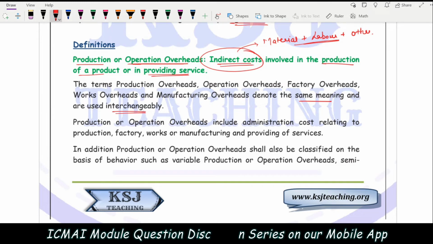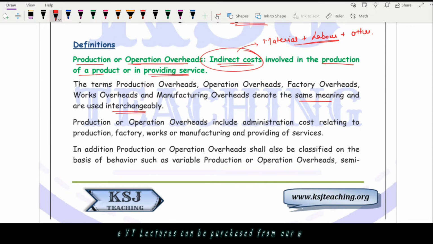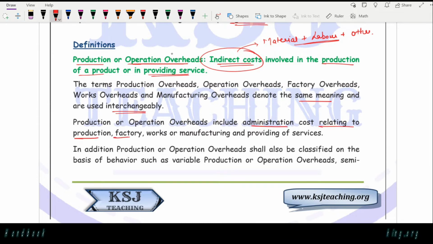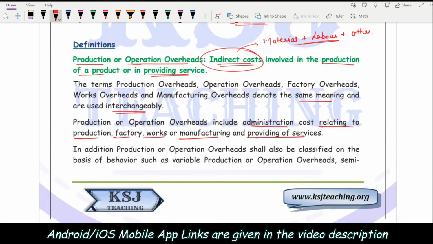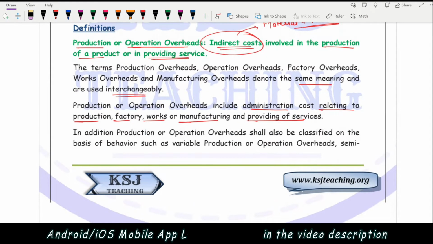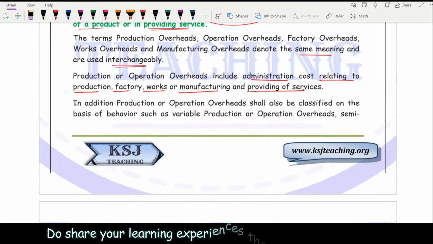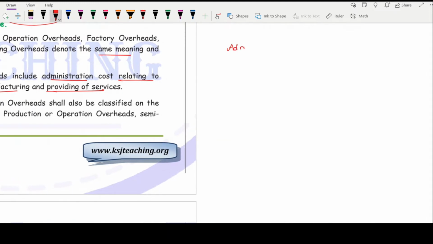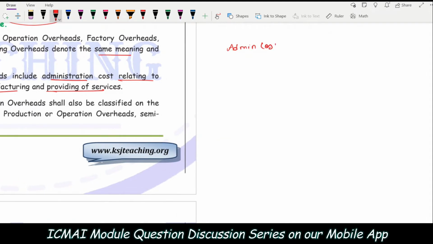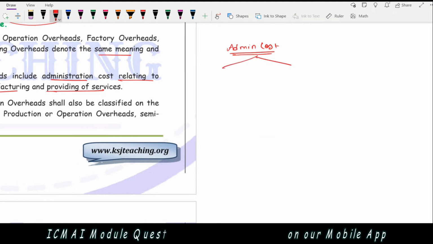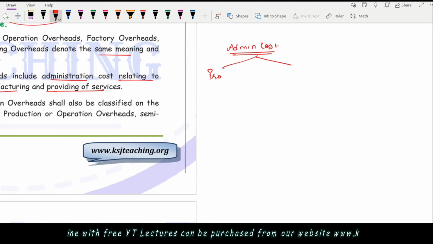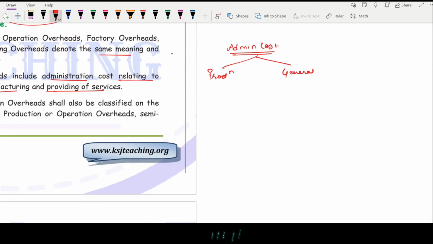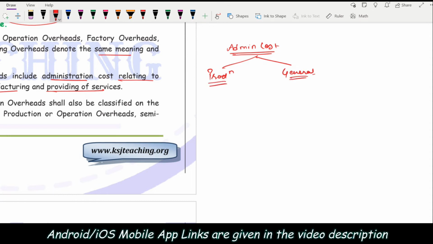So basically these mean the same thing: all the indirect costs which are related to the production of the goods, right? Production or operation overheads include the administration cost relating to the production, factory, works or manufacturing and providing of services. Now, in the chapter of cost sheet, we have studied something about administration cost, right? So when we talk about administration cost, this administration cost can be of two types. One is related to production and the other type of administration cost is general administration cost, right?